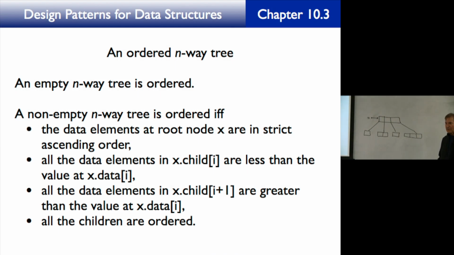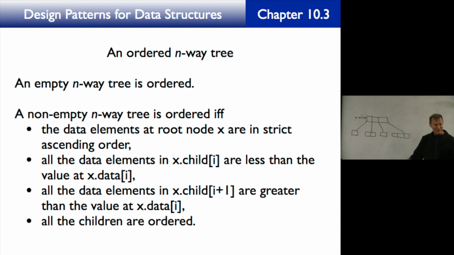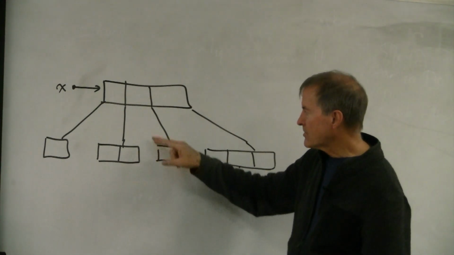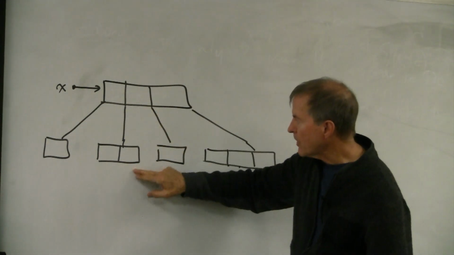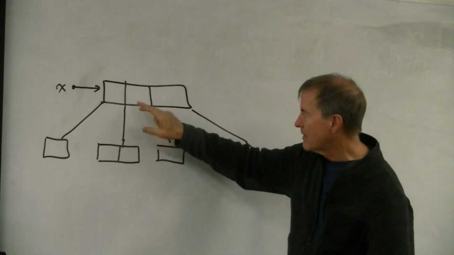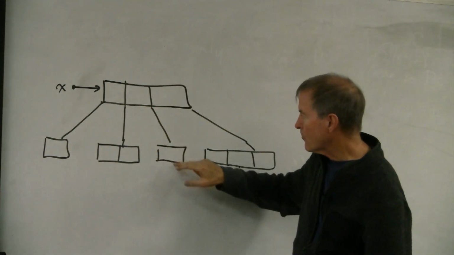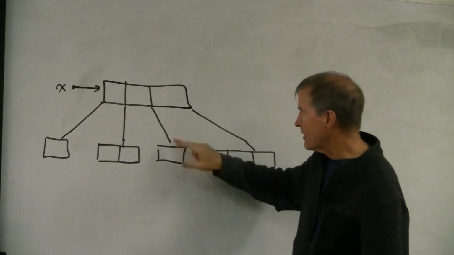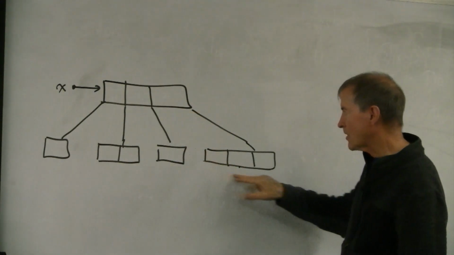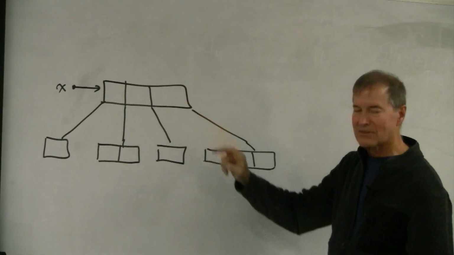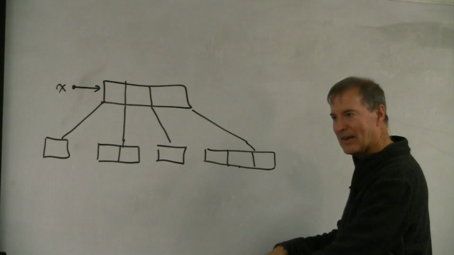Are you with me? Does everybody see what ordered means? It's the same idea, but just generalized. Okay? So these are all greater than or equal to this one, and these are all less than or equal to this one. These are all greater than or equal to this one, and these are all less than or equal to this one. These are all greater than or equal to this one. And similarly all the way down.